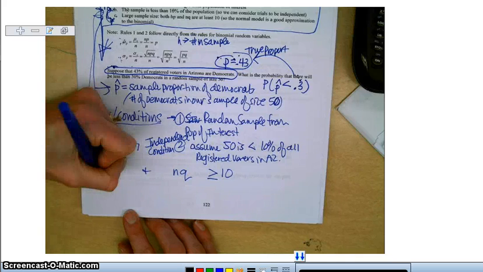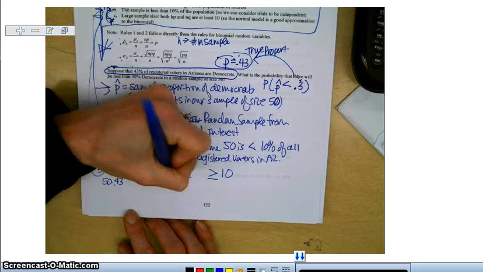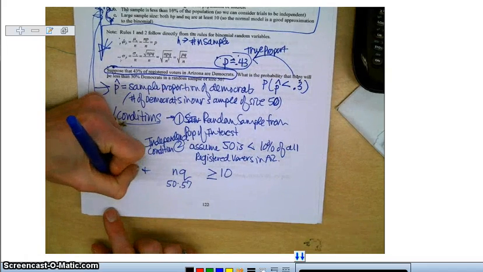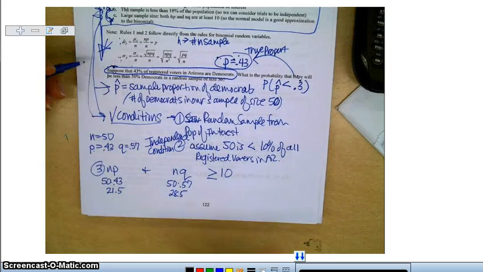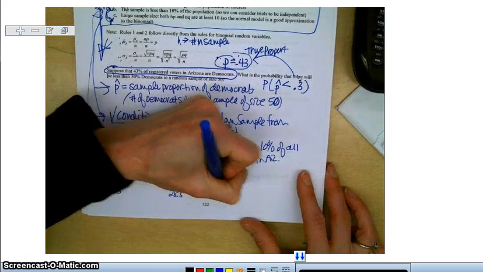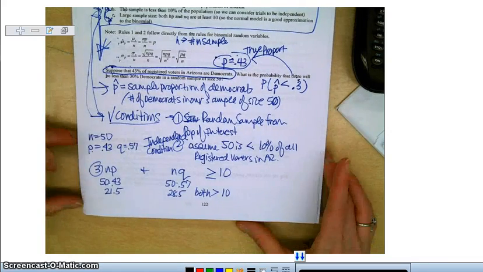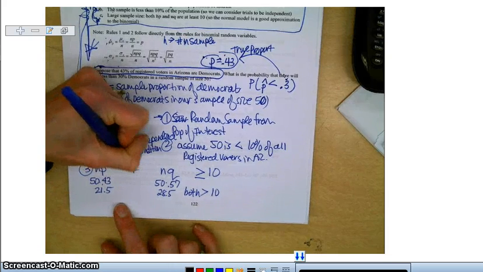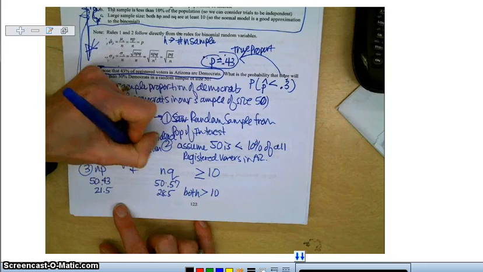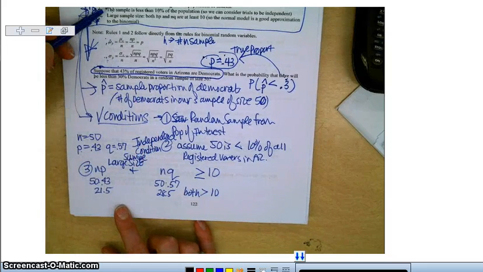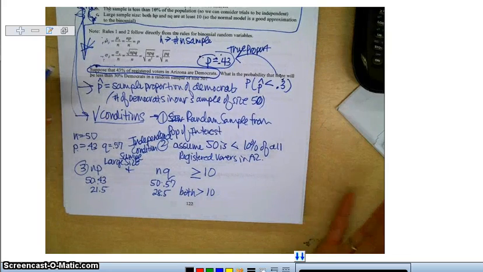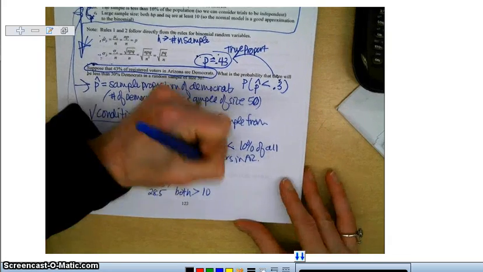Yes? Okay. So 50 times 0.43 and 50 times 0.57. What do you get? 21.5 and 28.5. So both are greater than 10, right? Now we've checked our conditions. This last condition is called the large sample size condition. They're not really named up above, but we gave them names now. So now we can actually look at our probability question.